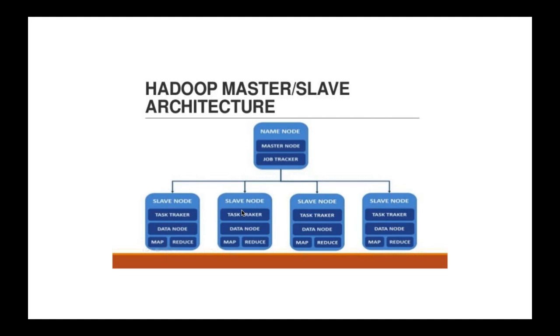The whole data is split across the slave nodes, one process. The client requested job is split across multiple parallel processes, assigned to the slave nodes, and executed. The job is done from the slave nodes. That is how the Hadoop process works so fast.